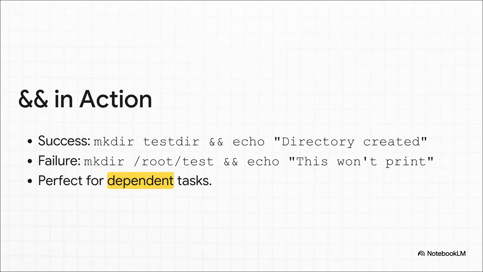And this just shows it perfectly. In the first line, we successfully create a directory, so the success message gets printed. But in the second one, we try to create a directory where we don't have permission. That command fails, so the second part, the echo command, never even runs. This is the heart of safe scripting. Don't even try step 2 if step 1 didn't work.